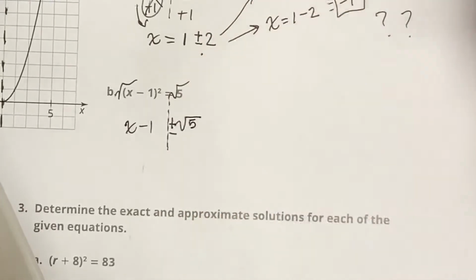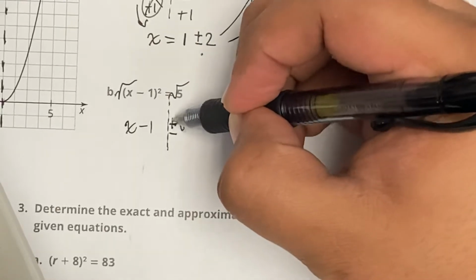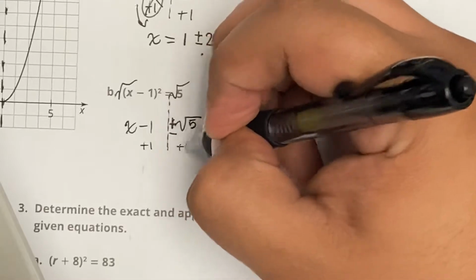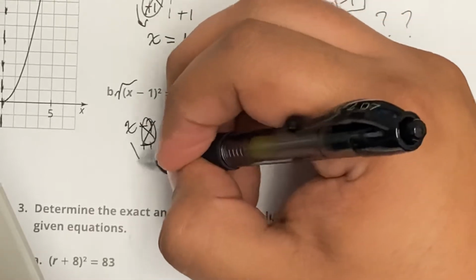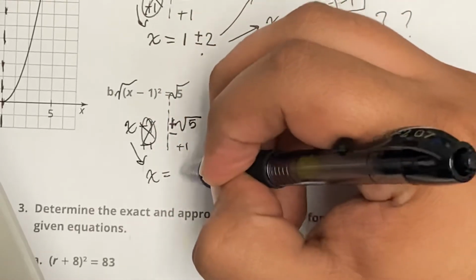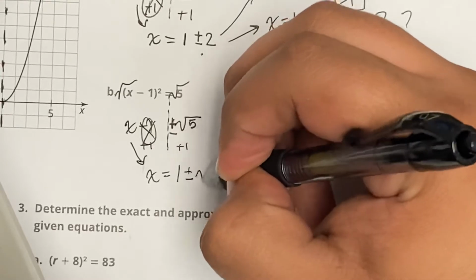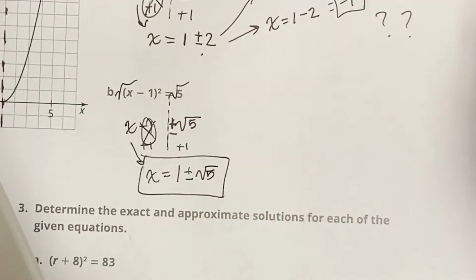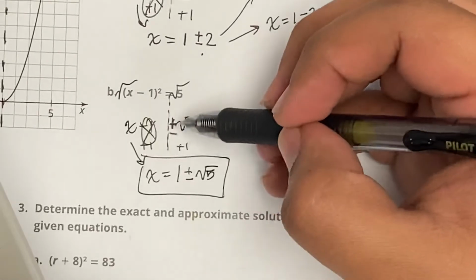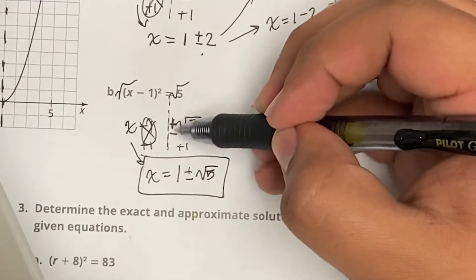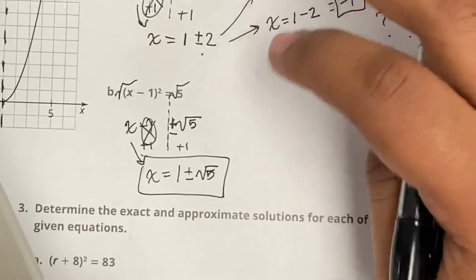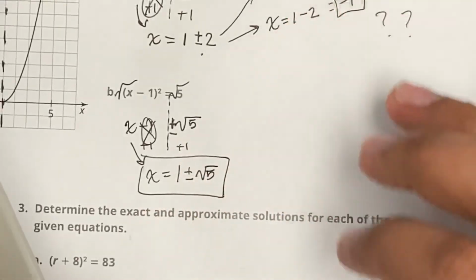I don't want to highlight it because I don't want to smudge it, but you need to include this plus or minus sign. Then plus 1 cancels. X equals 1 plus or minus the square root of 5. This is what we want. That plus or minus sign is going to throw off a lot of people, so just keep practicing, make it a routine. Try the next two on your own.